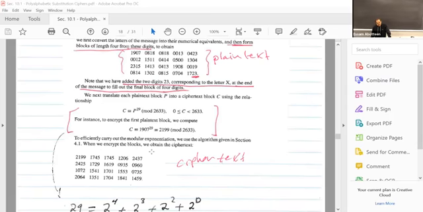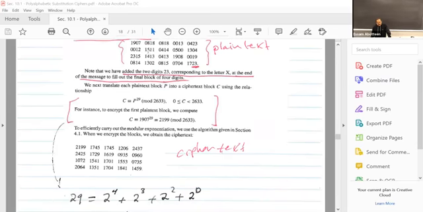Instead, what we do is we start with this P. Let's say we take the 1907, the first block, all right? And then we square it. Then we reduce mod 2633, the prime P. And then we get what we call this number square.